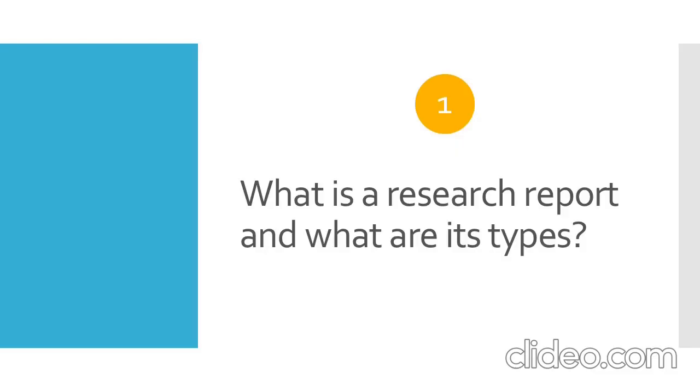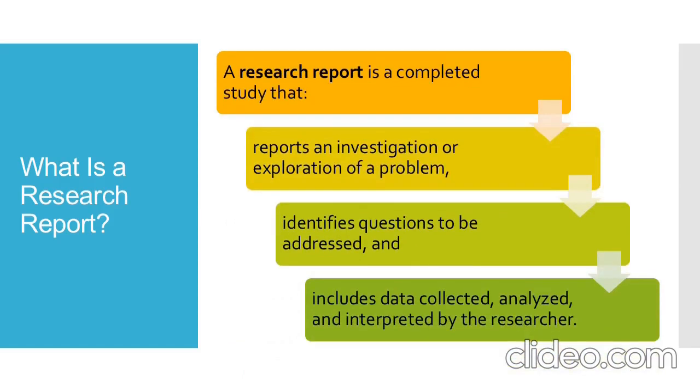So, what is a research report and what are its types? A research report is a completed study that reports an investigation or exploration of a problem, identifies questions to be addressed, and includes data collected, analyzed, and interpreted by the researcher. A research report is written for audiences and varies in length and format. Also, there are differences between quantitative and qualitative research.